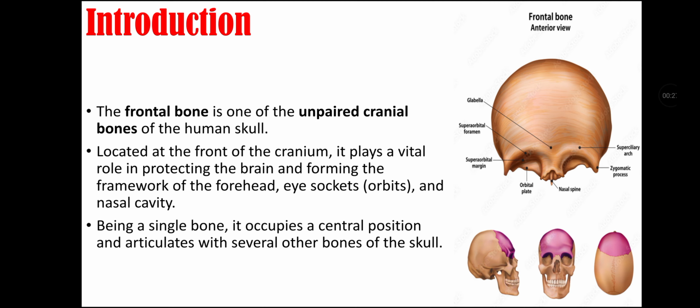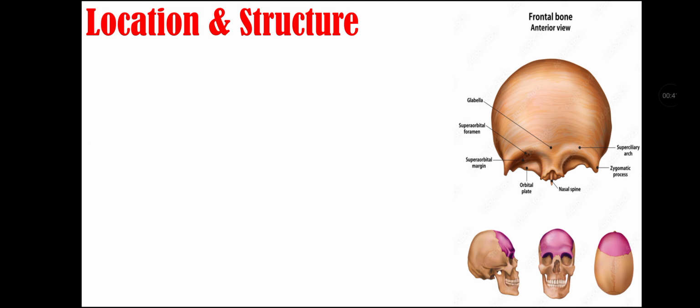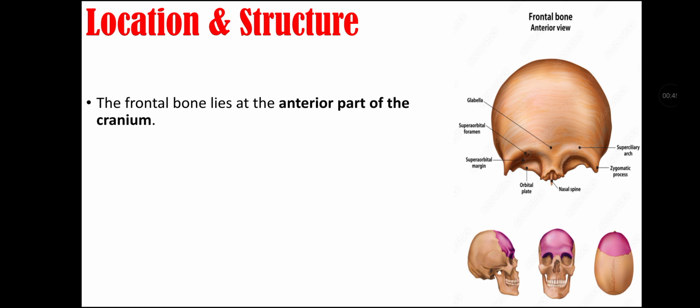Being a single bone, it occupies a central position and is articulated by several other bones of skull. As you can see in diagram, it is articulated with many other bones and it is a single unpaired bone of cranium. Location and structure of frontal bone.